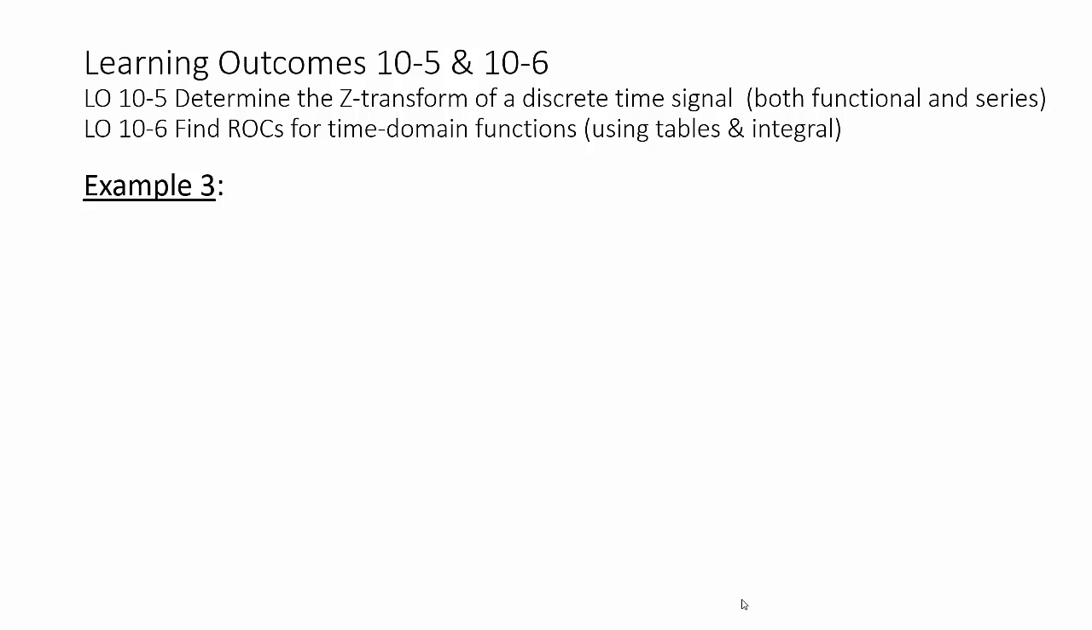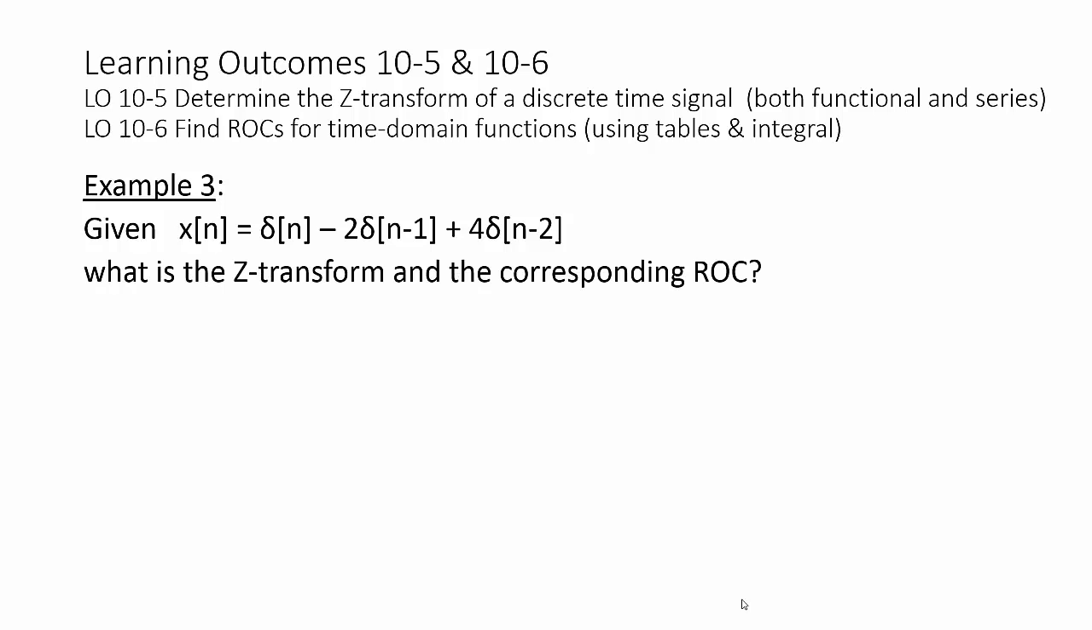One more example. This is a series. x of n is delta of n minus 2 delta of n minus 1 plus 4 delta of n minus 2. What is the z-transform and the corresponding ROC for this function? This is what it looks like. Discrete signal, 0 everywhere except for the value of 1 when n is 0, value of minus 2 when n is 1, value 4 when n is 2, 0 everywhere else.